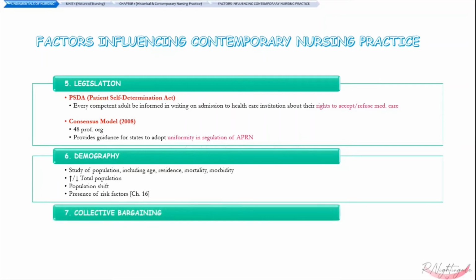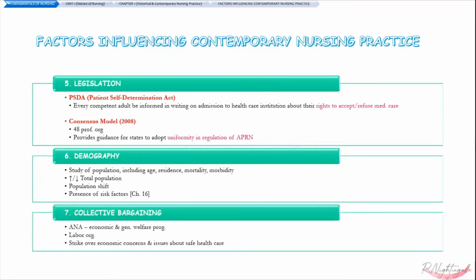Next factor is collective bargaining. More nurses are using collective bargaining to deal with their concerns. The ANA participates in collective bargaining on behalf of nurses through its economic and general welfare programs. Today, some nurses are joining other labor organizations that represent them at the bargaining table. Nurses have gone on strike over economic concerns and over issues about safe care for clients and safety for themselves.